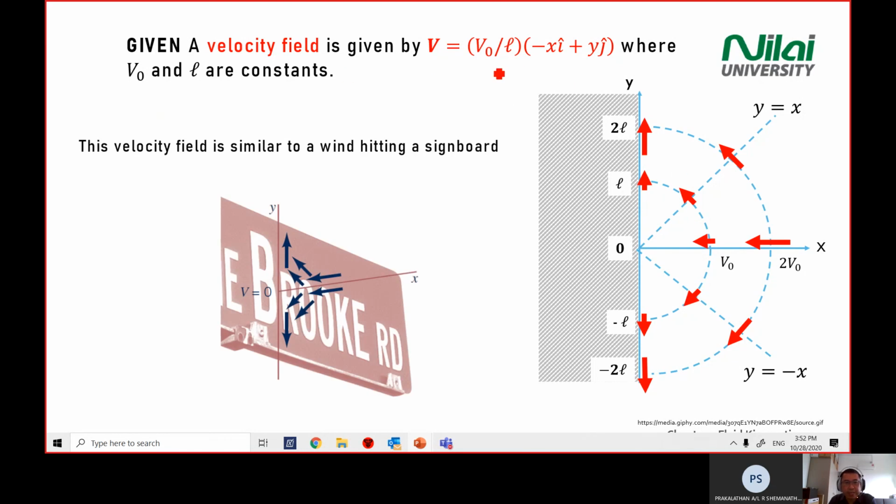So an application of this velocity field, if you're able to stretch out the flow field direction and magnitude, will be simulating what happened to a flow hitting a billboard. So flow from the right and then hit the billboard. The velocity will go along the x-axis and then turn 45 degree and then flow along the y-axis for x more than 0.